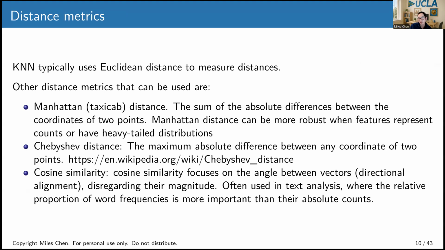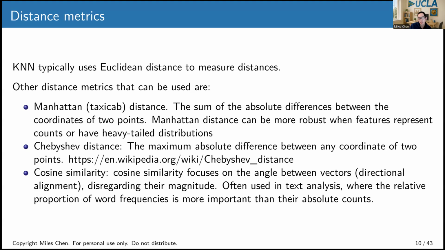As far as measuring our distance to determine which points are the closest, we typically use Euclidean distance. Okay. But there are other ways for us to measure distance. And so we have Manhattan distance or taxi cab distance. Basically, you take the absolute values of the differences of your coordinates and then you add them up. And this is perhaps favored if you have heavy-tailed distributions.